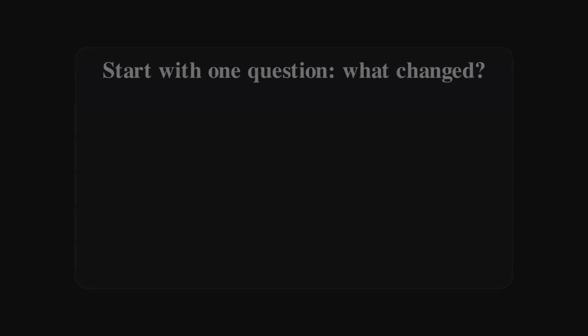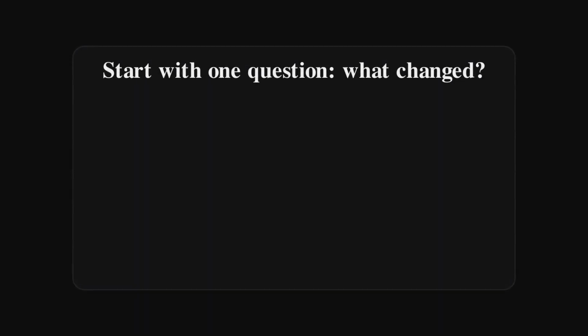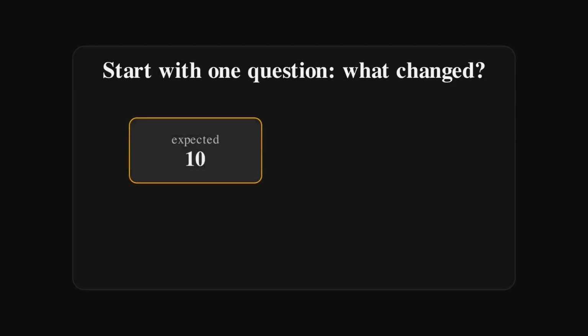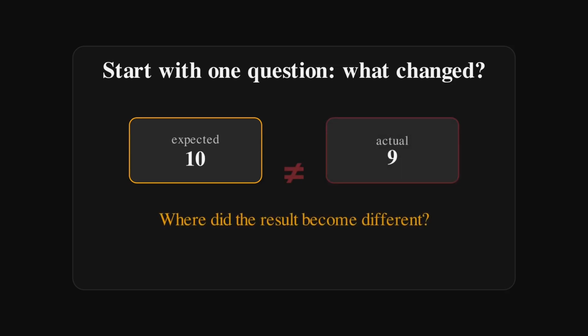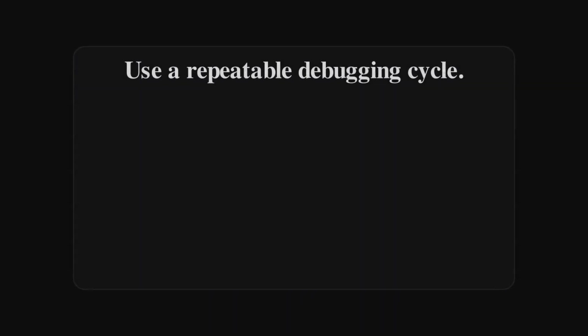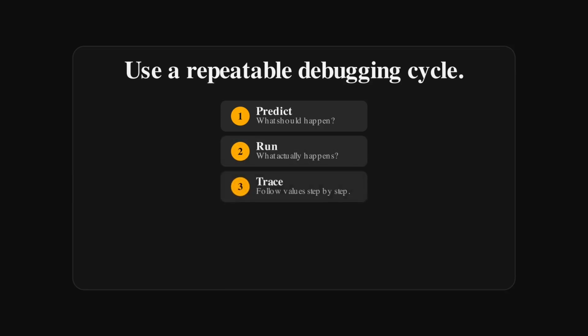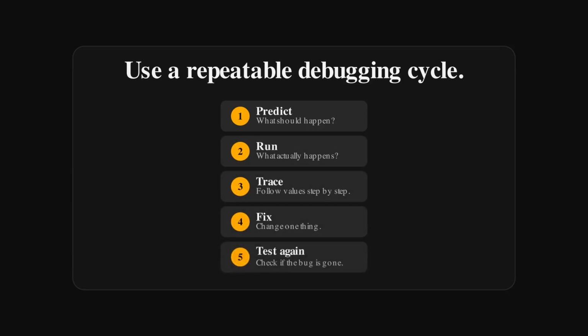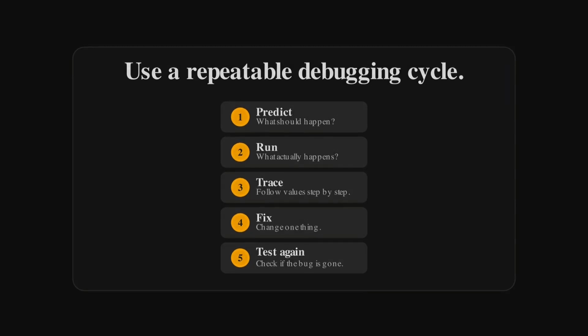The first debugging question is simple. What did I expect? And what actually happened? If I expected the answer to be 10, but the program gave me 9, I now have a clue. The goal is to find where the result became different. A good way to debug is to follow a cycle. First, predict what should happen. Second, run the code. Third, trace the code step by step. Fourth, fix one thing. Finally, test again. Do not guess randomly. Debugging is careful investigation.